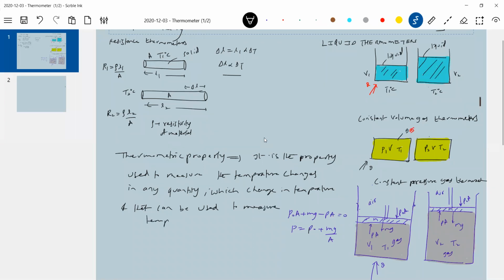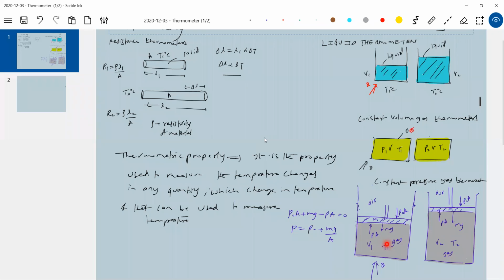Okay, what is the meaning of this? So here I took a rod, some wire, I will raise the temperature. The length is varying with the temperature. So therefore, the change in length is what I can use to express change in temperature, and that is what I'll use to measure the temperature. Here, change in volume of liquid. Here, change in pressure of gas. Change in volume of gas. So this is a property of a substance.